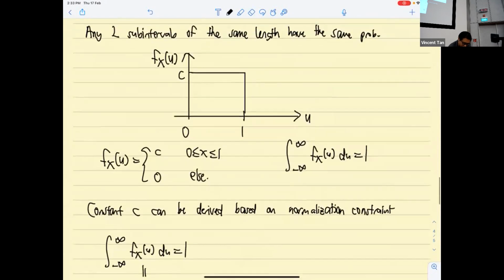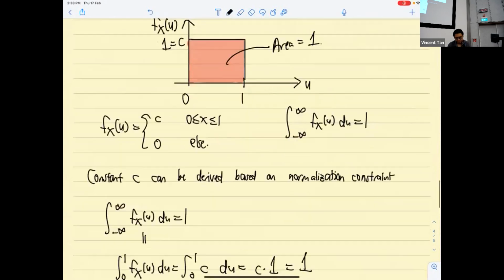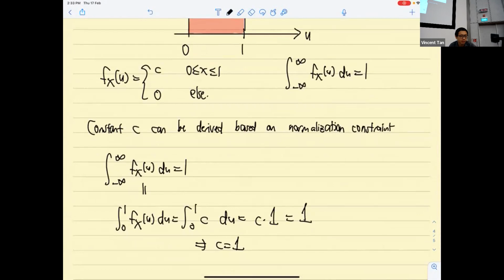And in fact, you can see that C equals 1, because if you choose any other number, then the integral, the area under the curve, will not be 1. So you need to choose C equals 1 here. Does that make sense? If you choose C equals 1, then the area here is equal to 1. So that's a very nice and simple random variable.